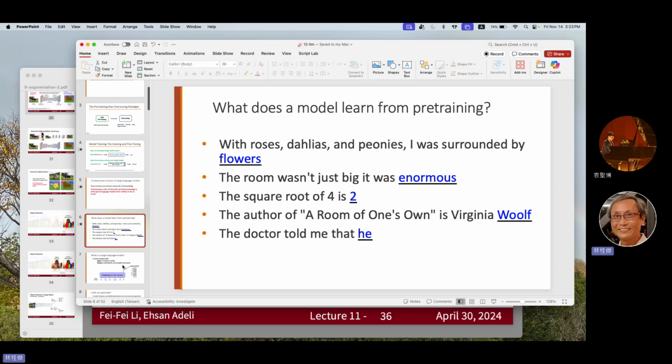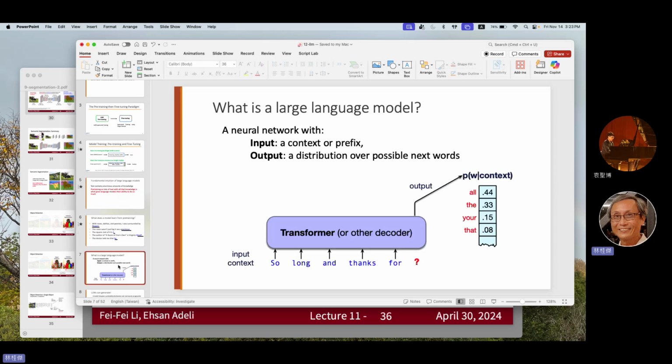So in the large language model, I think you have probably seen this picture also. It's basically a machine model. It could be a transformer, and we'll talk about the technology a little later, but let's just describe what a large language model is. It is a neural network with some input, which could be a context, a pretext, or a prefix, and the output is going to be possible next words with some distribution.